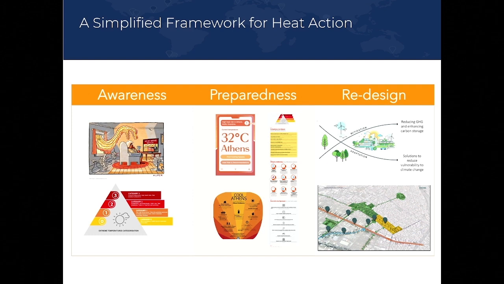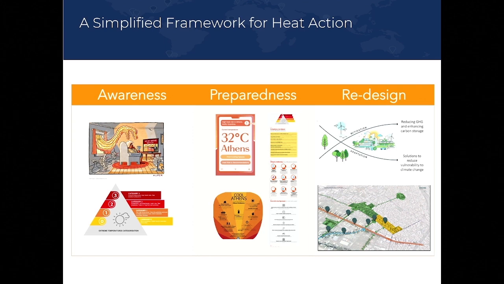Because I want to keep my remarks relatively short, I just want to leave you with one thing, a framework to think about heat action in a simplified way. It's something that the chief heat officer within UN Habitat, a colleague of mine, Lenio Miravilli, uses. She uses the framework of awareness, preparedness, and redesign. These are the three main components when we think about what we can do about heat. Do people know that heat is an issue, first of all? Do they know what to do when a heat wave is coming? And do they have early warnings in place to deliver that information to them?